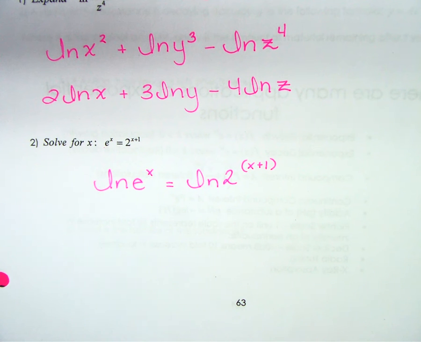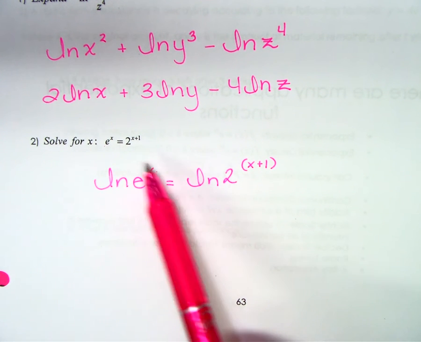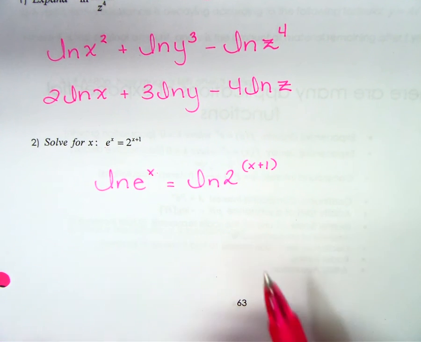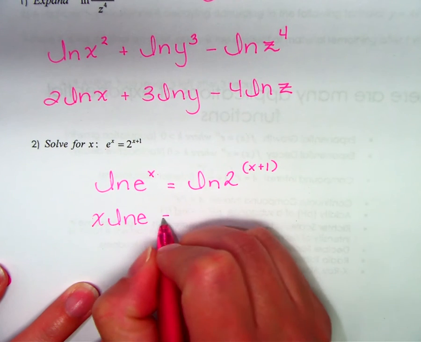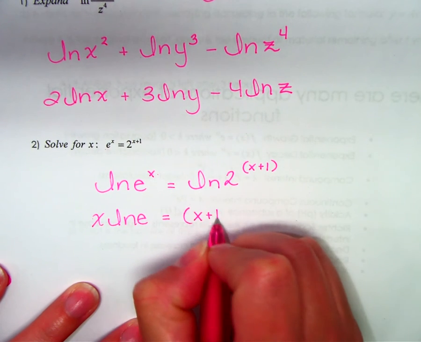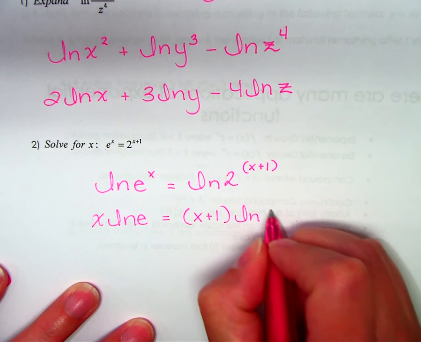Are we good? Can I keep going? So now we're going to apply the power rule. What does the power rule state? You take the exponent and you pull them out front. So this is going to be x ln e and then (x plus 1) ln 2.